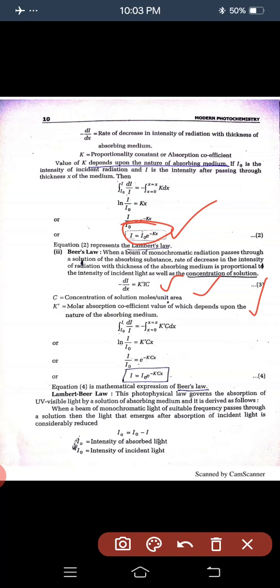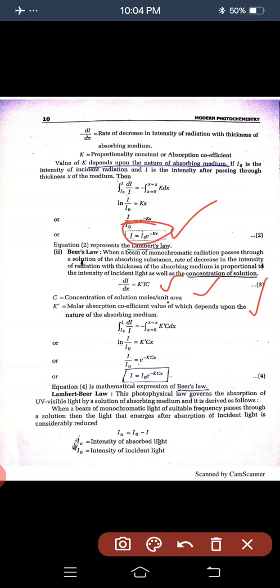Here also we integrate from I0 to I, as in the Lambert law: dI upon I is equal to minus k' c dx, with x going from 0 to x. Here k is the proportionality constant and c is the concentration. So ln I upon I0 is equal to minus k' cx, and I upon I0 is equal to e to the minus k' cx. From the Lambert law, I is equal to I0 e to the minus kx, so here I is equal to I0 e to the minus k' cx. This is the Beer law.